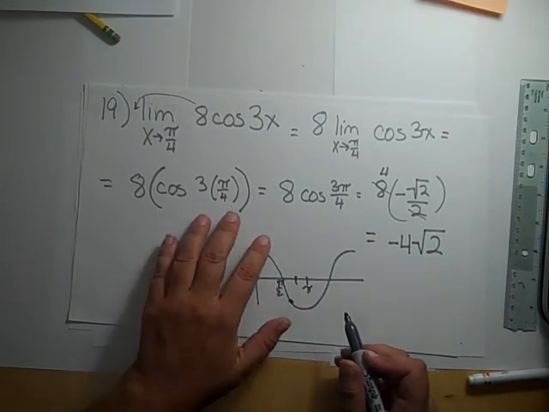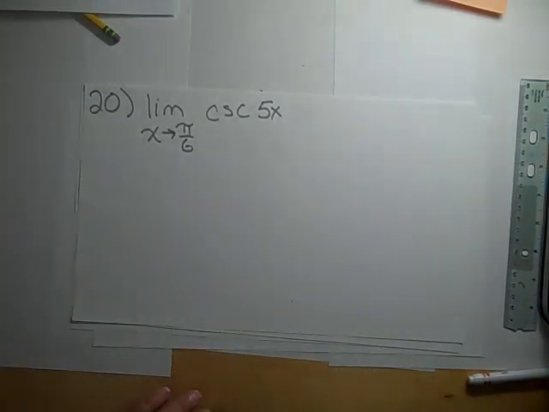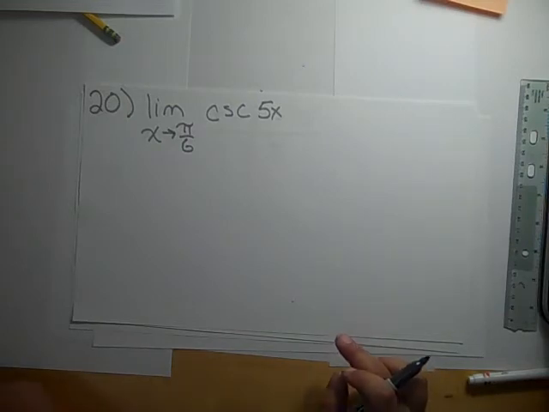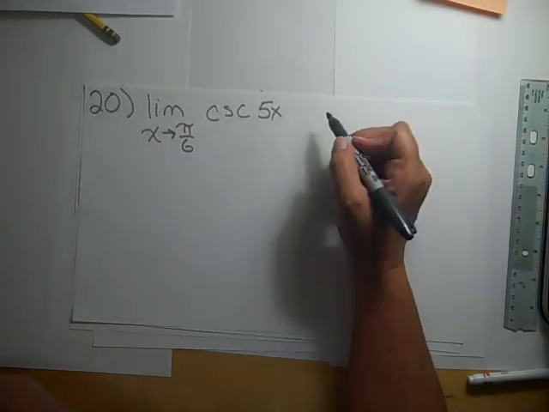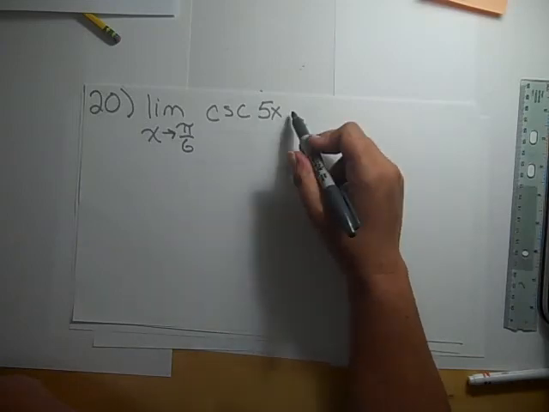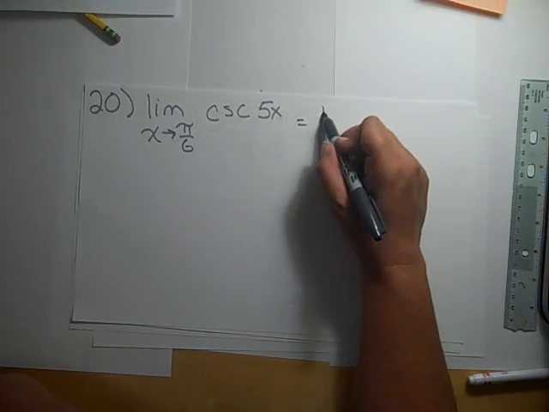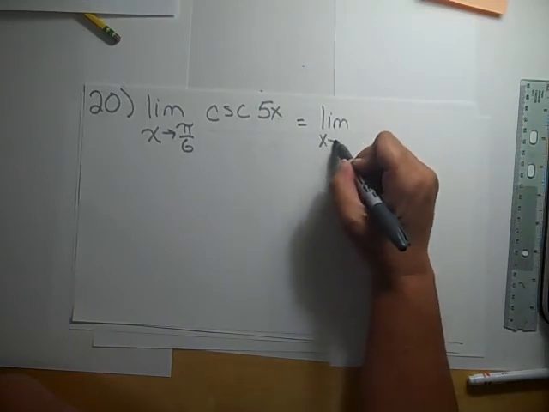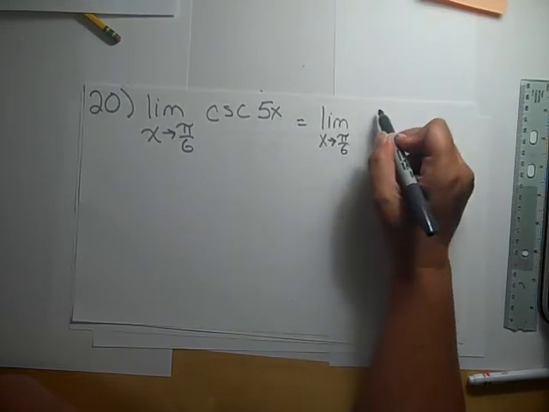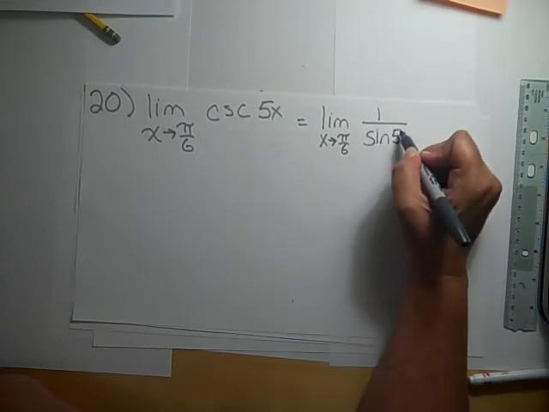See, these aren't bad if you know your trig values. Number 20. All right, speaking of not too bad if you know your trig values, cosecant of 5x. So the first thing, you could either go ahead and say that cosecant is 1 over sine, or you can plug in first. It really doesn't matter, assuming that you don't have the cosecants memorized. So let's just do it this way. It's the limit as x approaches pi over 6 of 1 over sine 5x.